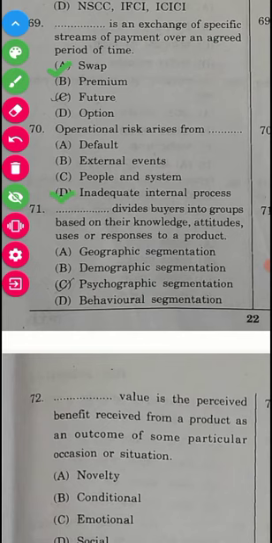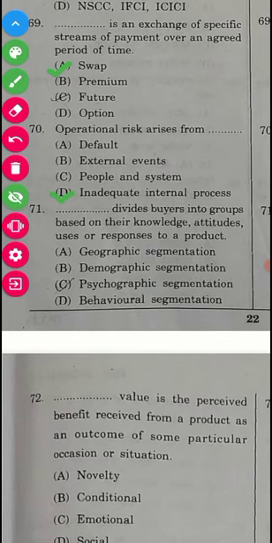Dash divides buyer into groups based on their knowledge, attitude, uses or response to a product. So these are all covered in the psychographic segmentation. Option number C is the correct answer for the question number 71. Moving on to the 72.